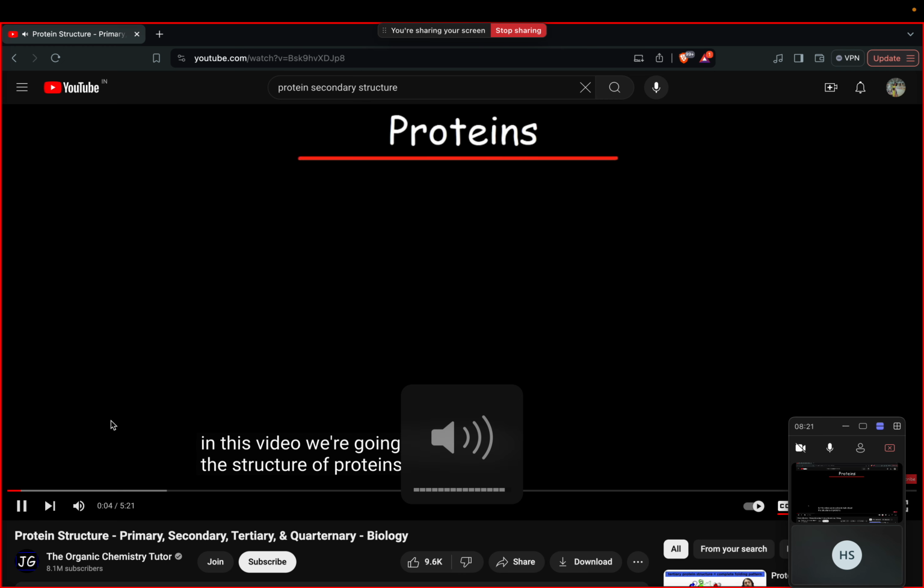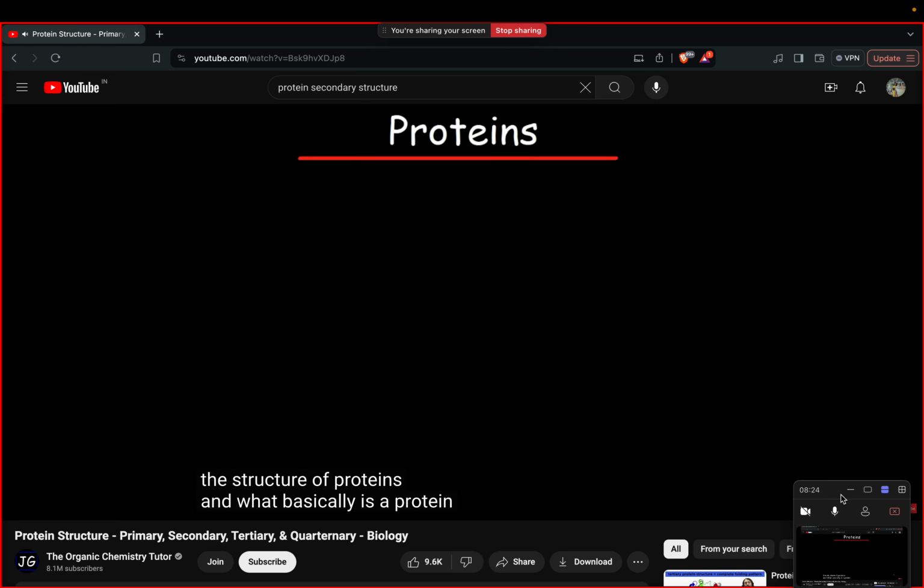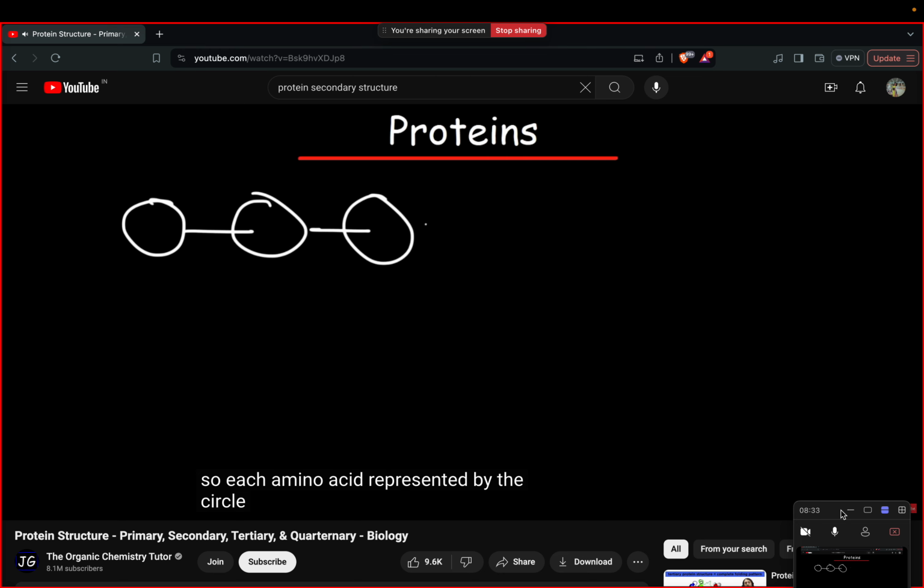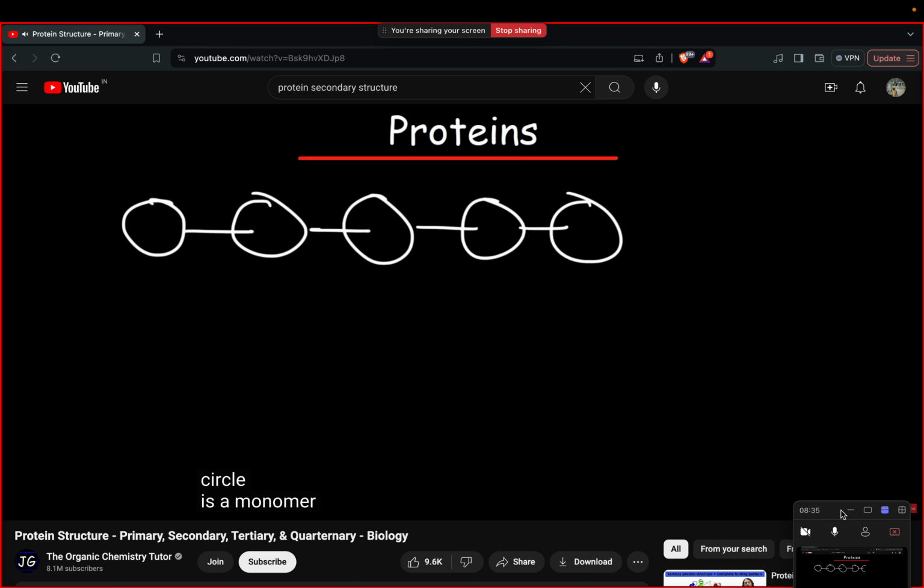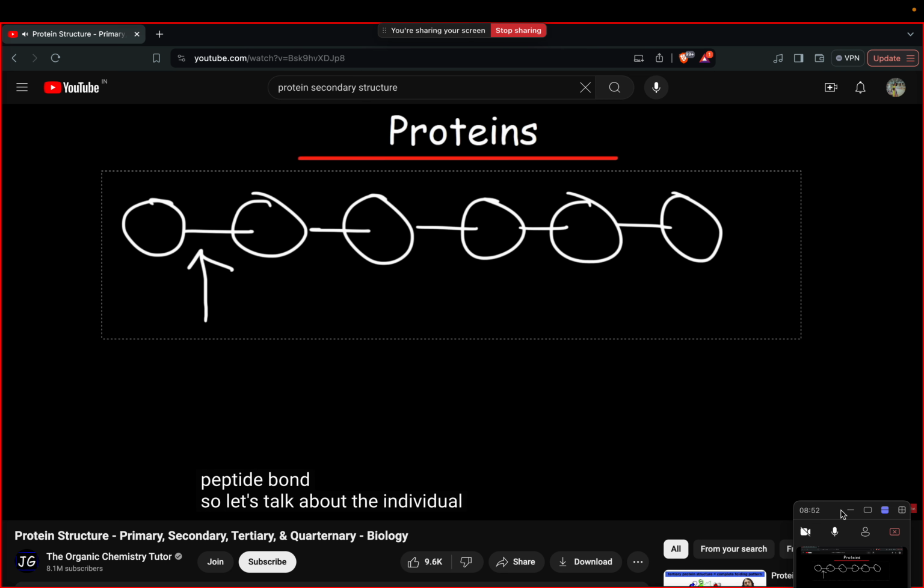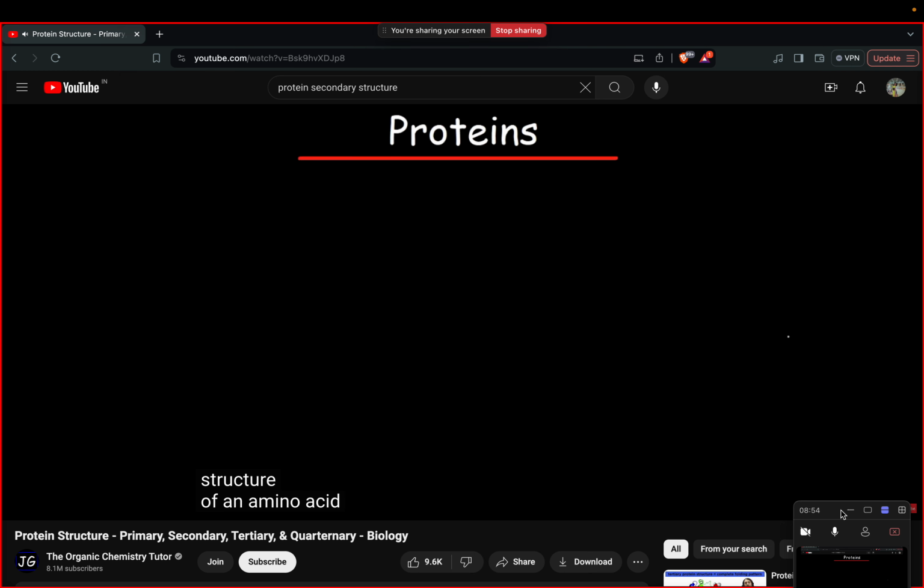And what basically is a protein? A protein is a polymer consisting of many amino acids. Each amino acid, represented by the circle, is a monomer that forms the protein. Whenever you have many amino acids, it's also called a polypeptide. And the bond that connects each individual amino acid residue is a peptide bond. So let's talk about the individual structure of an amino acid.